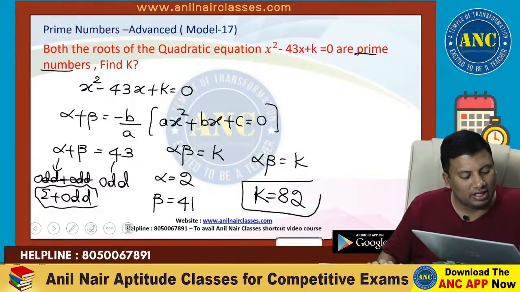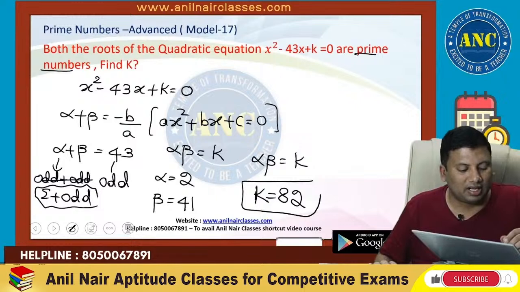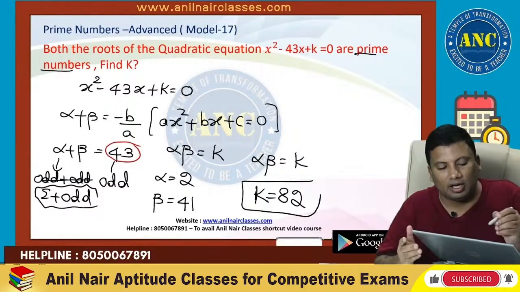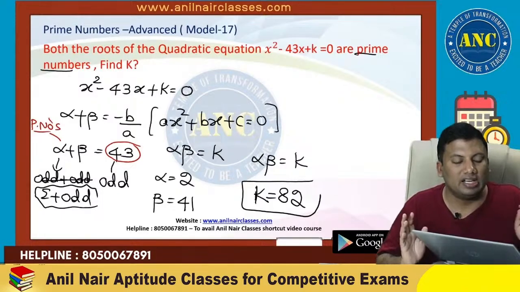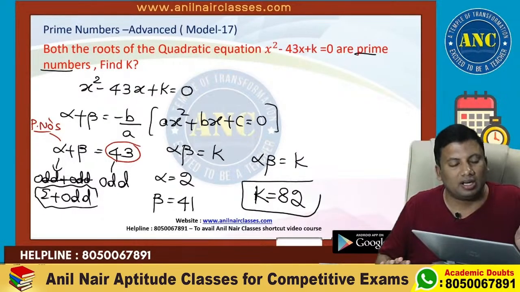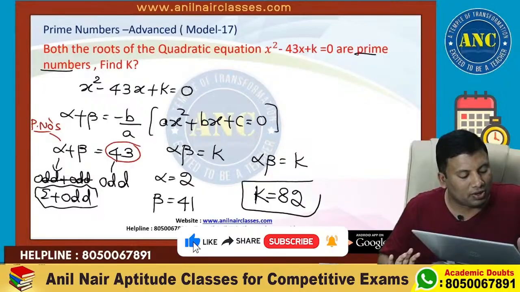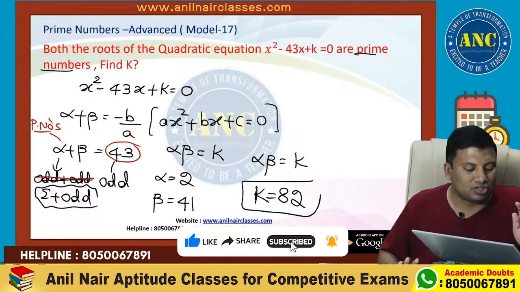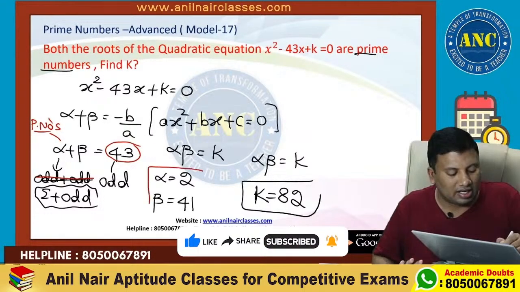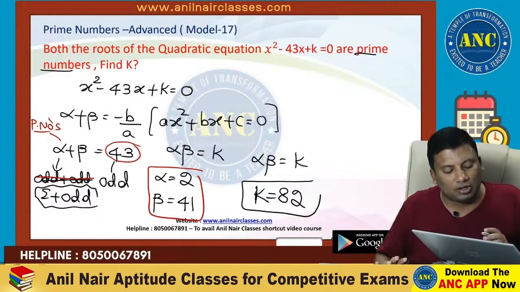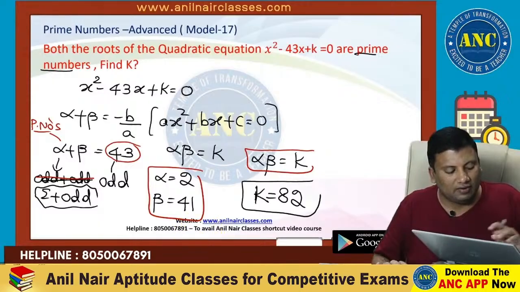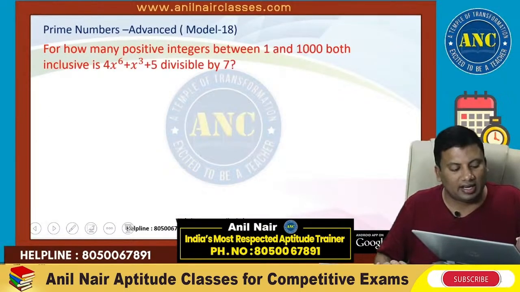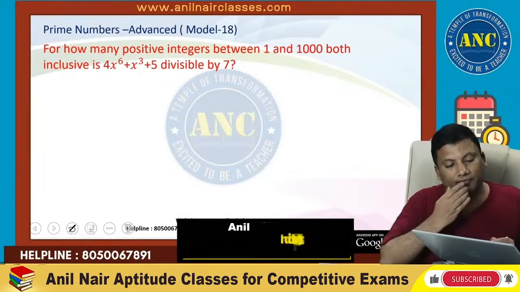Sum of the roots is 43. So if alpha plus beta equals 43, 43 is an odd number. Alpha and beta both are prime numbers. Odd plus odd is even, so both of them cannot be odd. Even plus even, not possible. One has to be even, another has to be odd. So the only case possible is alpha 2 and beta 41. Product of the roots is 2 into 41, which is 82. Idea clear? Next, beautiful question.